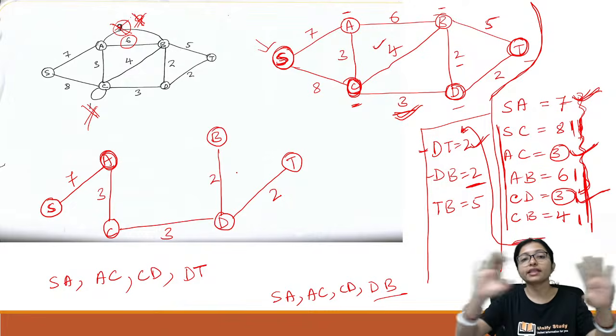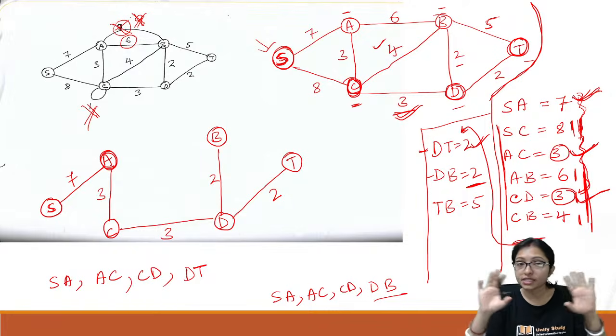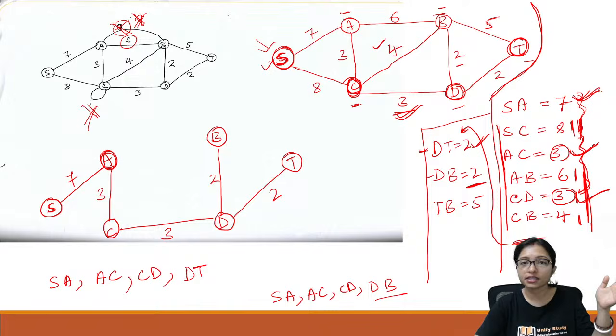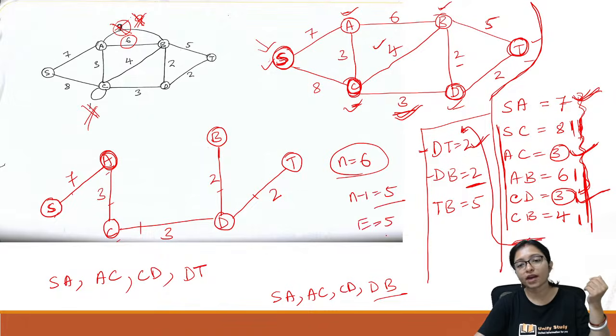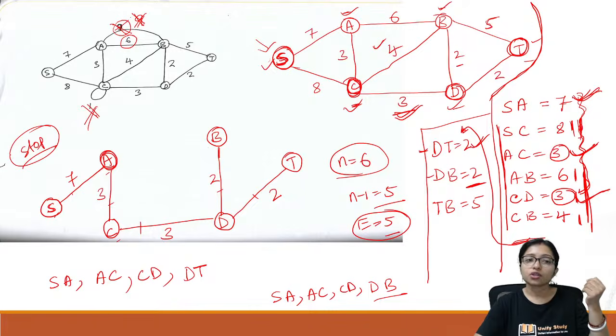Now you see that all the vertices are covered. Just check, all the vertices are done. This one, this one, this one, this one, this one, this one. Now check how many edges are done: 1, 2, 3, 4, 5 edges are done. How many vertices were there? 1, 2, 3, 4, 5, 6. So n equals 6, and you already did n minus 1, that is 5 edges. Now you can stop. So your spanning tree is actually done.